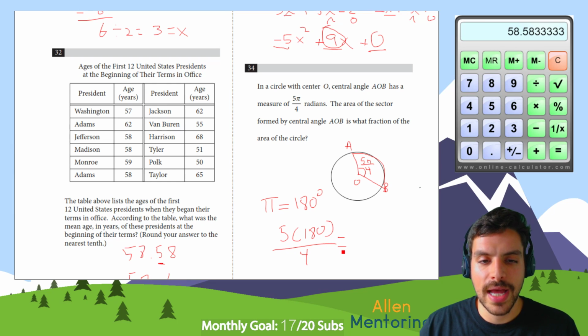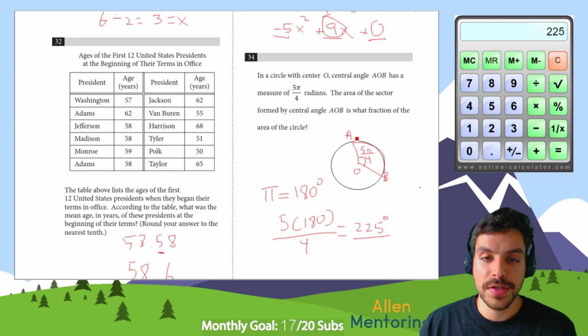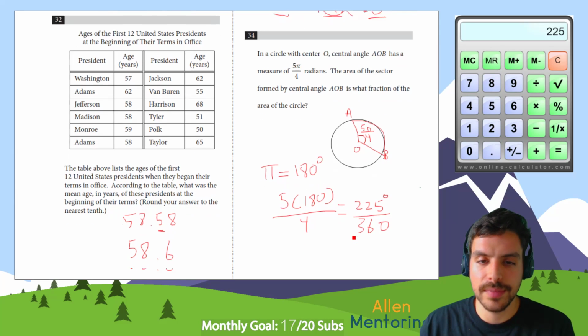Okay, and so what is that? So 5 times 180 is 900 divided by 4. Okay, 225. So we know that that central angle is 225 degrees. Okay, well, what is the fraction, right? If this central angle is 225, then this arc is also 225. So what fraction is 225 out of 360?